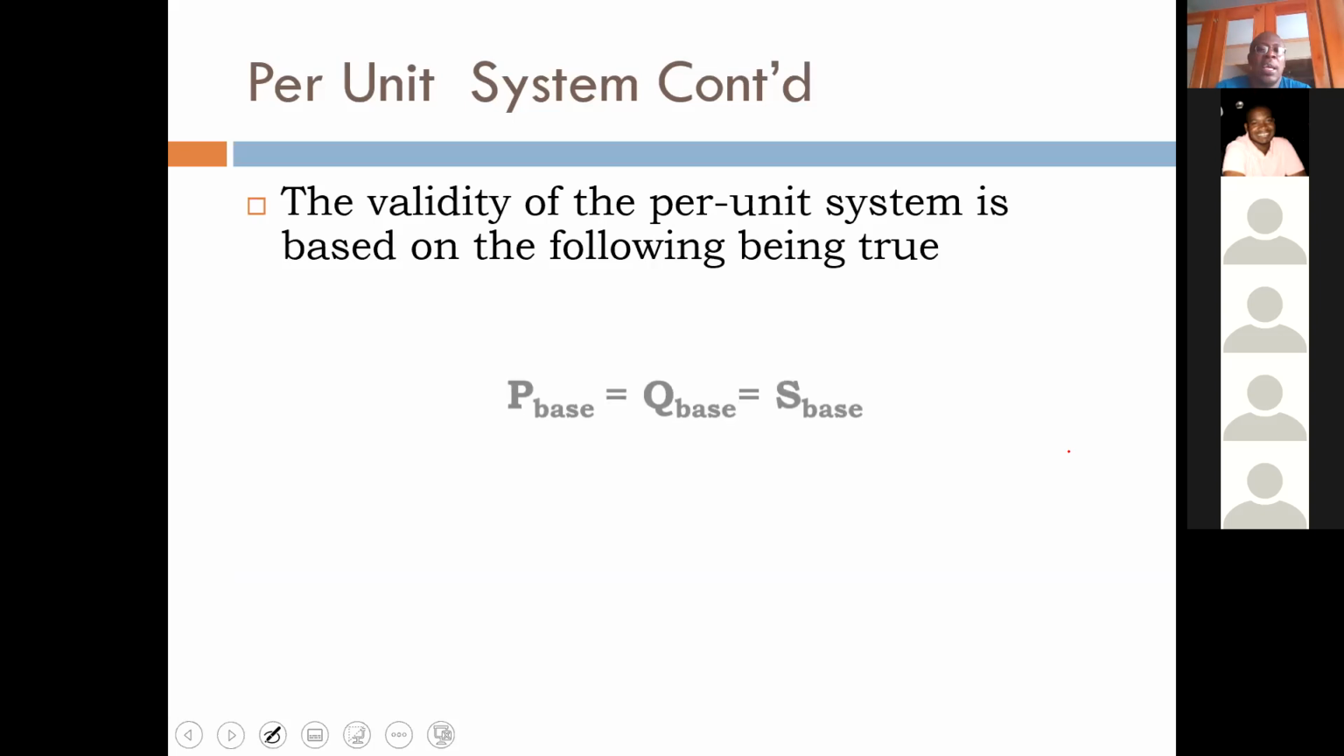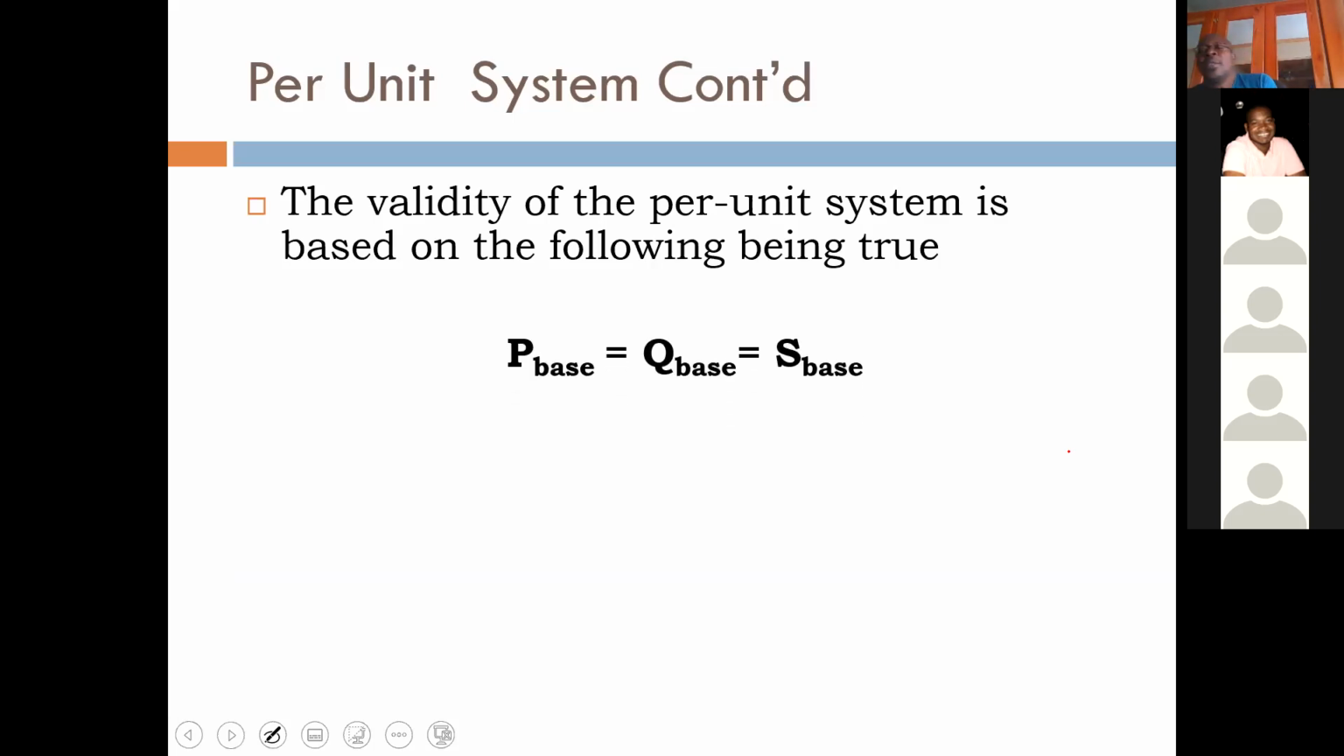First one is that the S base that you select will be used as the Q base and as the P base. So S base is equal to Q base is equal to P base. But what you will select is S base. So if you select S base as 100 MVA, then if you're converting actual power, you would divide it by 100. If you're converting reactive power, you would divide it by 100. Do I make myself clear?